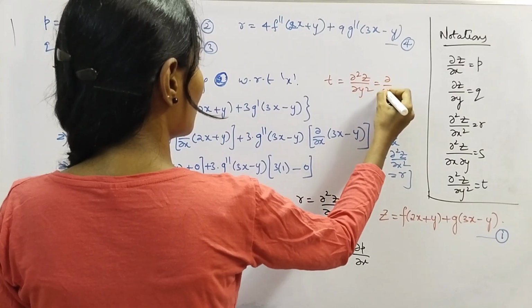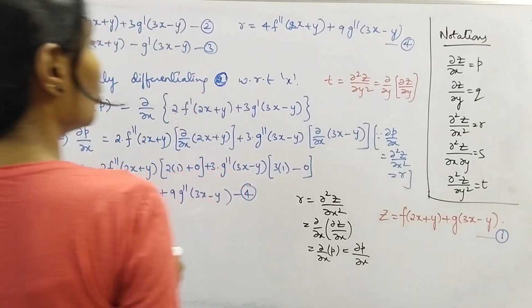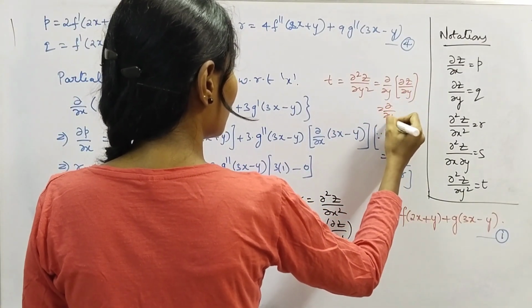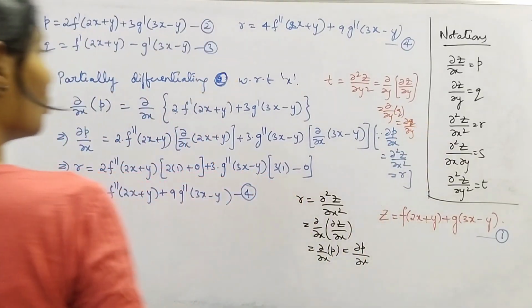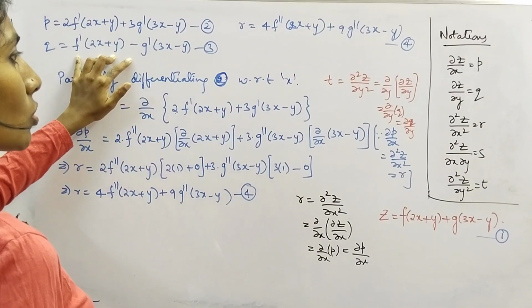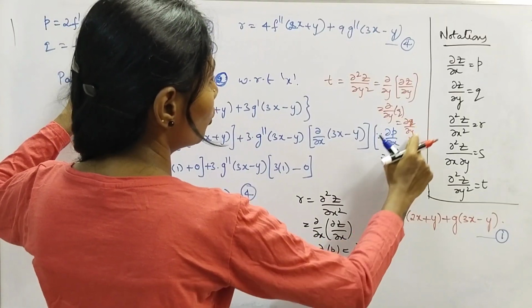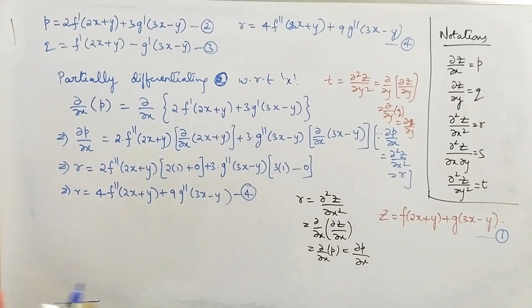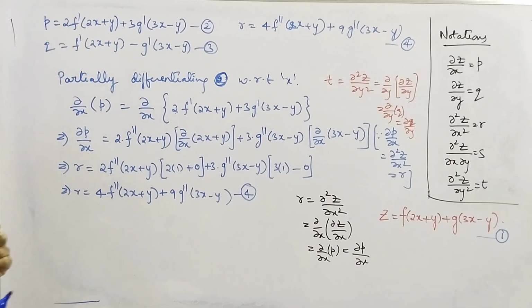Here ∂²z/∂y² can be written as ∂/∂y of ∂z/∂y. ∂z/∂y is nothing but q, so I'll get ∂q/∂y. So now pick the equation involving q, which is equation 3. Partially differentiating the equation involving q with respect to y gives the equation involving t. So now what we'll do is partially differentiate 3 with respect to y so as to get the equation involving t.